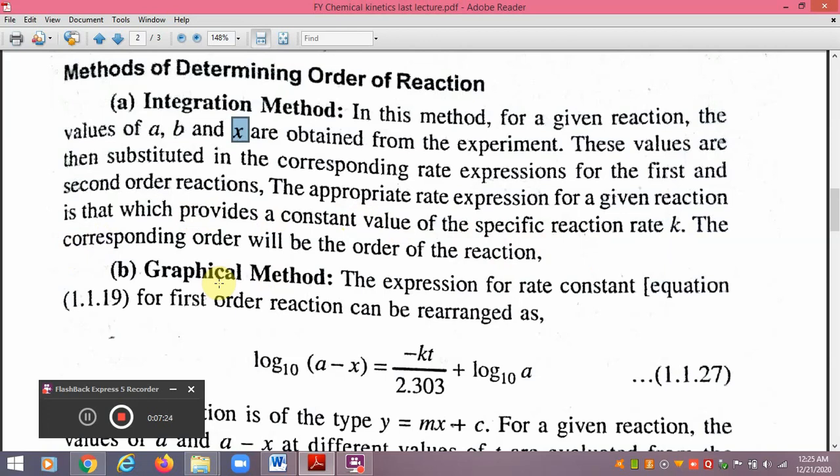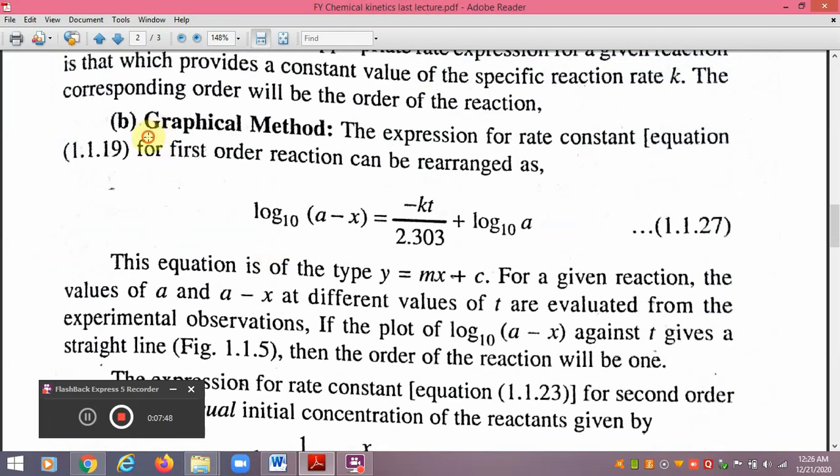So if we are getting the constant value of specific reaction rate, that will be the order of reaction. If you are getting a constant value of K for the first order equation, then the order of reaction will be 1. It will be a first order reaction. And if you are getting a constant value for the rate constant of the second order equation, then the order of reaction will be 2, and it will be a second order reaction.